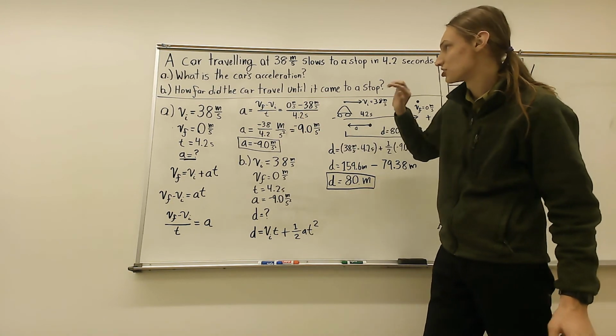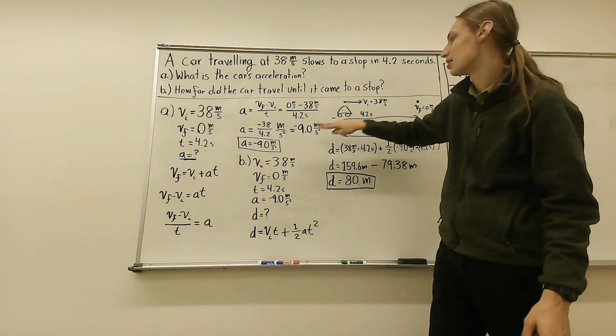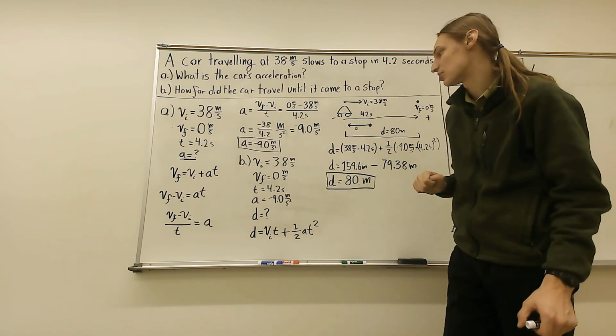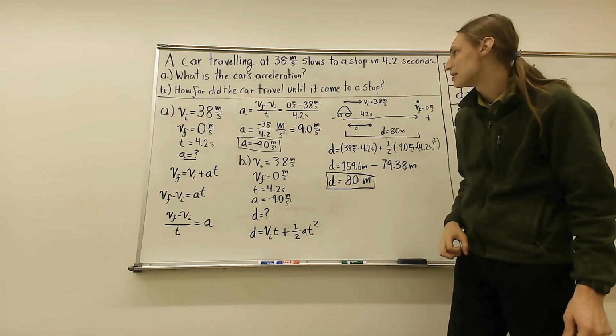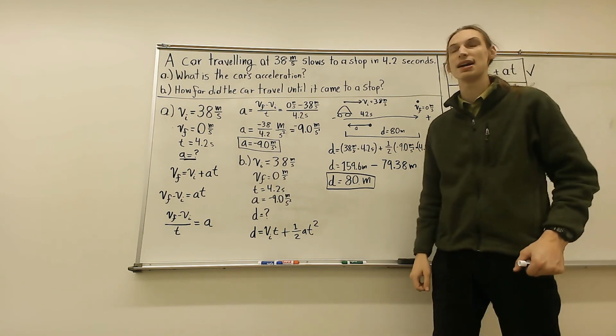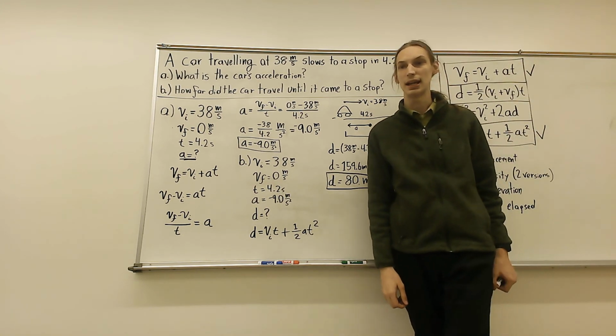So, our two answers for parts A and B were negative 9.0 meters per second squared and 80 meters. So that is how you solve a kinematics problem, and I hope that helped.